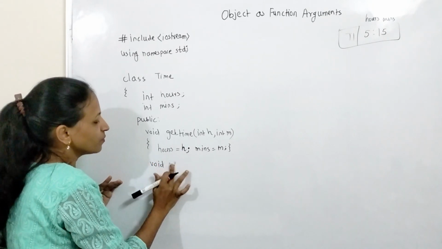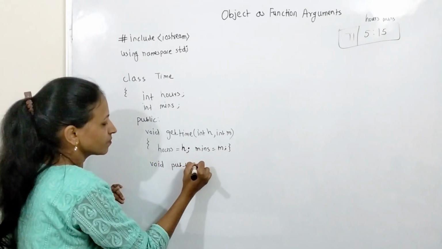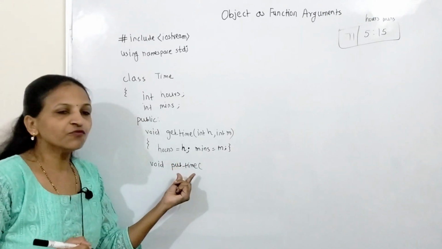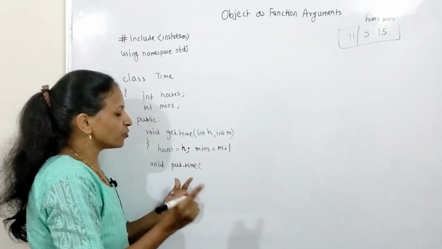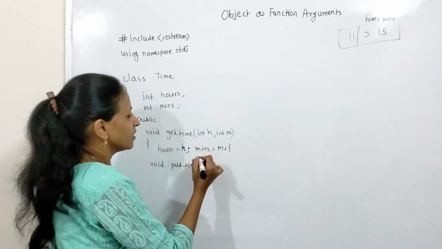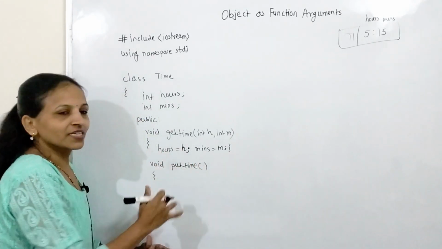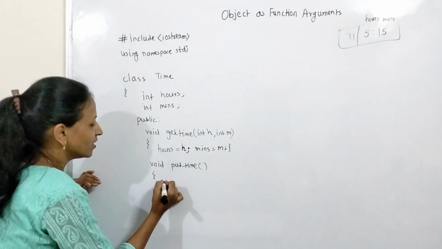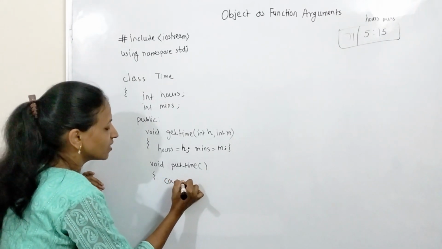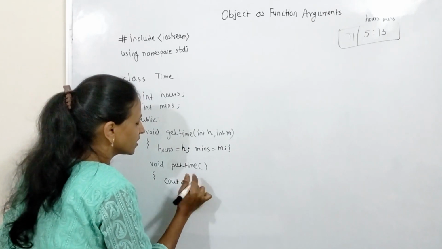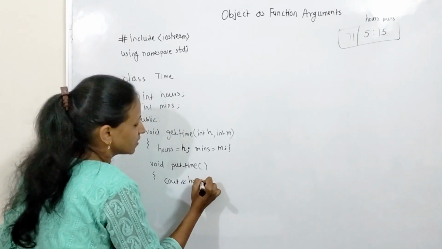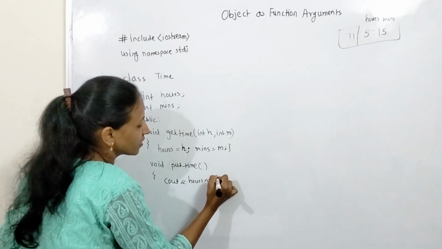Void put_time. Always use meaningful names for the member functions. Now here put_time means just display the time. Here there is no need to pass any argument. We have to just display with cout, first hours. Here we will directly write hours, then we will write a colon.